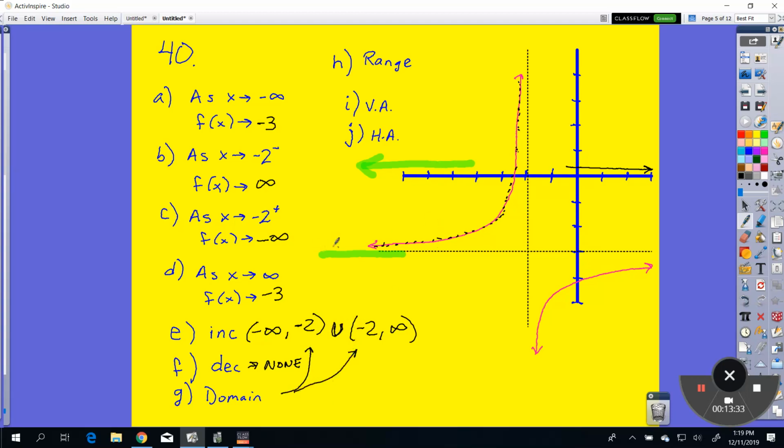Okay, the domain is saying which x's are used. Well, this thing goes to the left forever. Over here it goes to the right forever. And we only don't have a point when x equals negative 2.